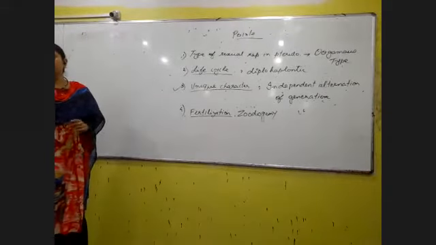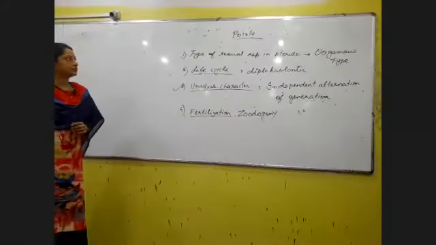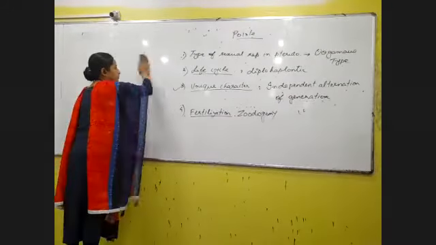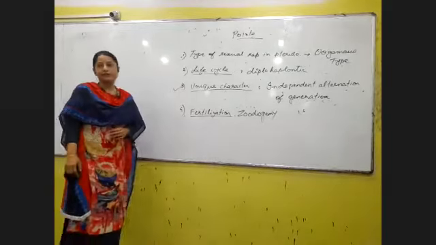I think it's understood. Points, Bila. If this is over, life cycle of pteridophytes fully heading koriba.